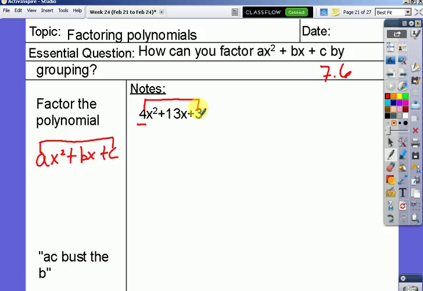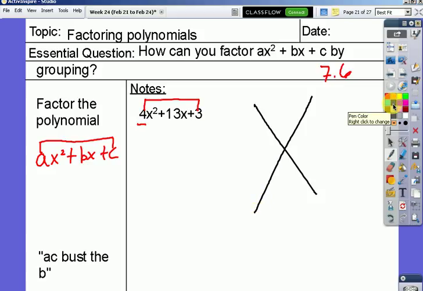When I was first learning this, my teacher called it the airplane method. I don't know why. He's like, oh, you're like on a little airplane. And I never forgot it. But AC, so 4 times 3. And what that does is it gives you a new product to work with in your x method.